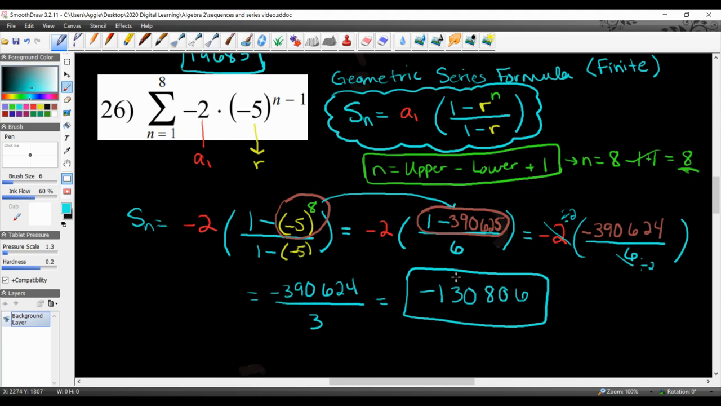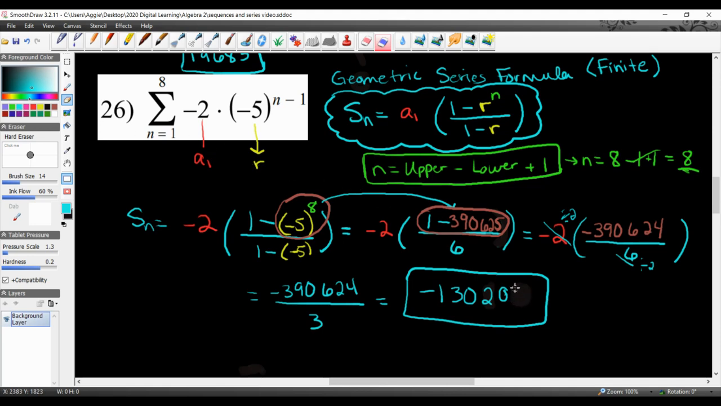Oh, and you know what, guys? I made one mistake here. I just realized, looking at my math here, this should be a 2. So 130,208, not 6, because 24 divided by 3 is 8, not 6.